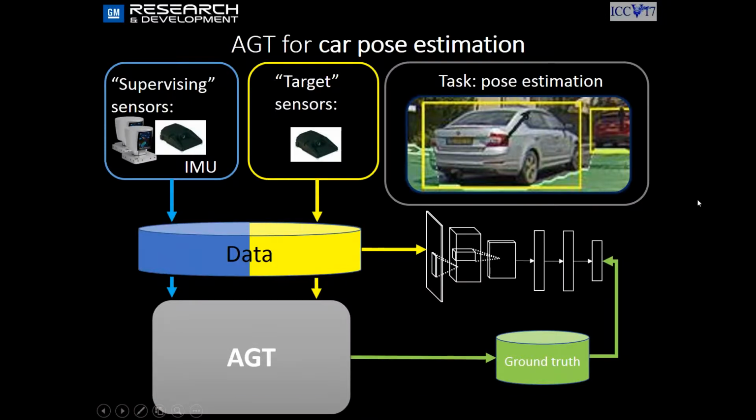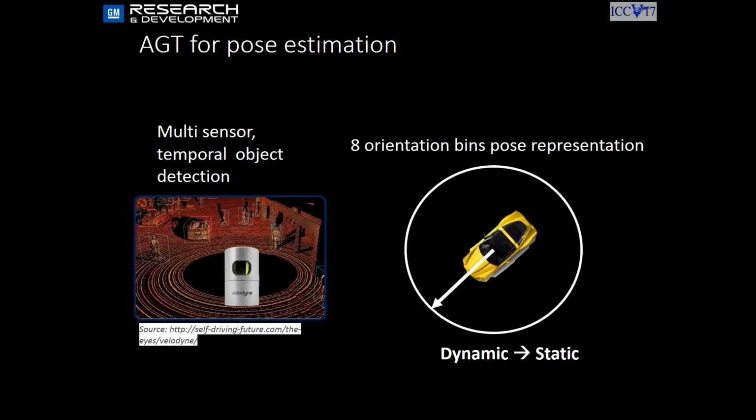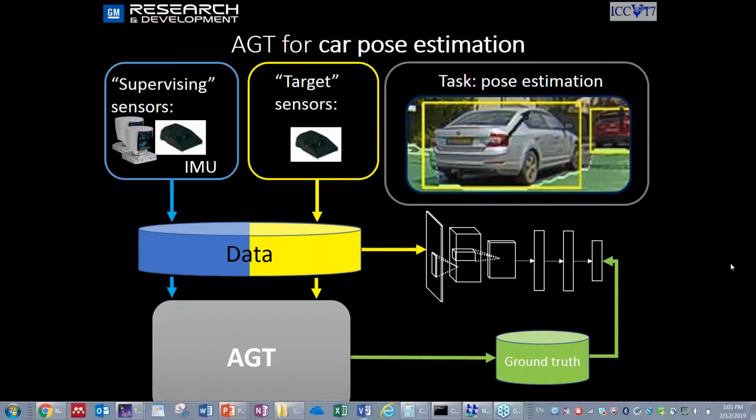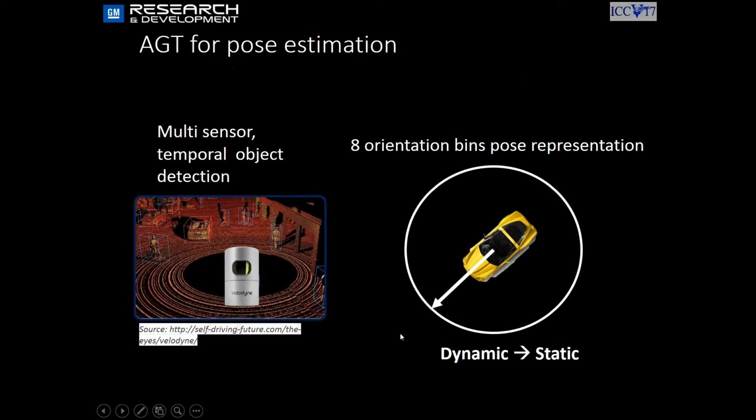I'll continue. So the next task I'll show, which I'm starting to touch now, is about exceeding limitations of the teaching sensor. The task is to do pose estimation of vehicles, and the supervising sensors are LiDARs, IMU and camera, and the target sensor is a camera. I'll show how we are able to generalize from dynamic cars to static cars.